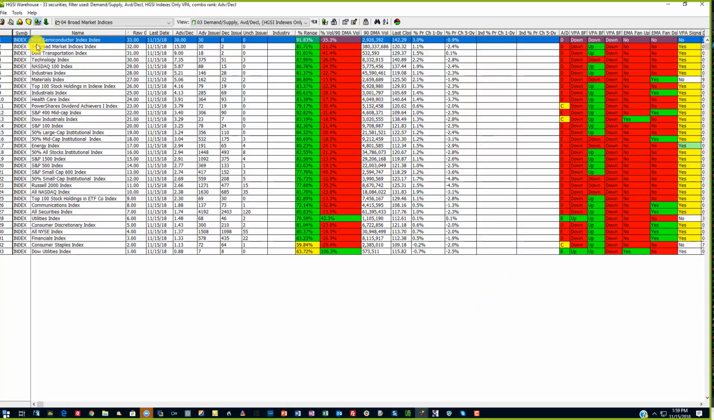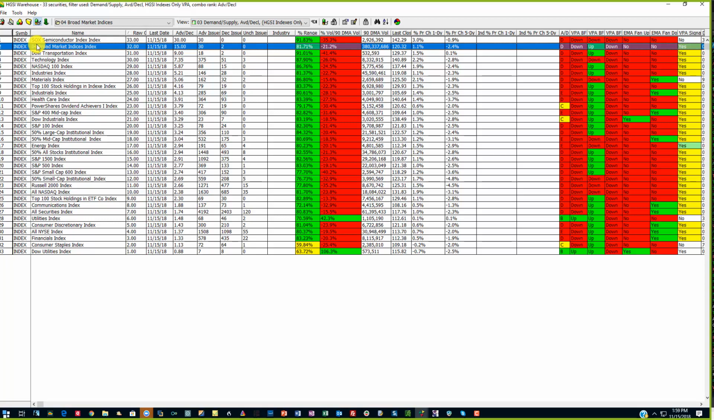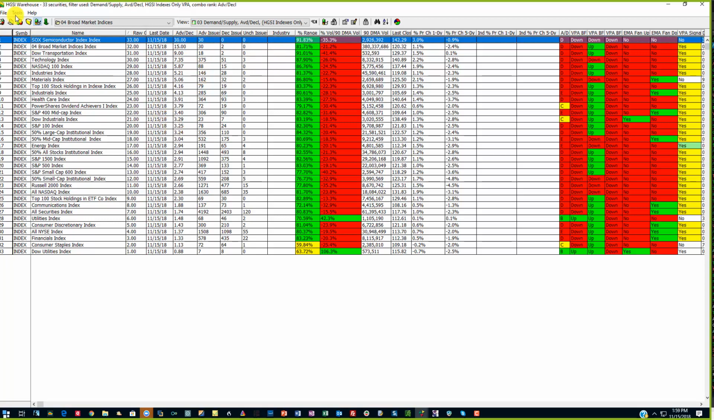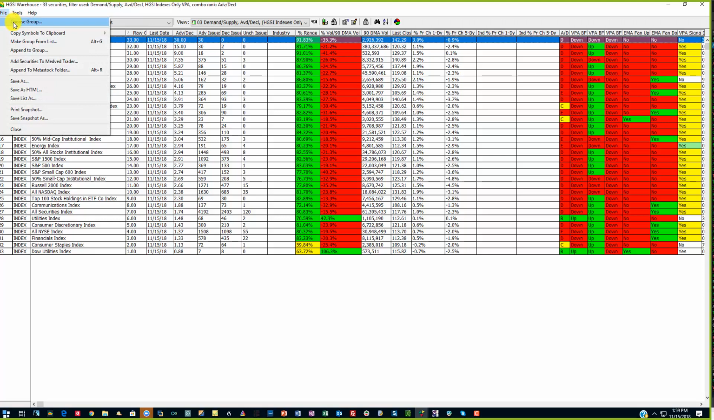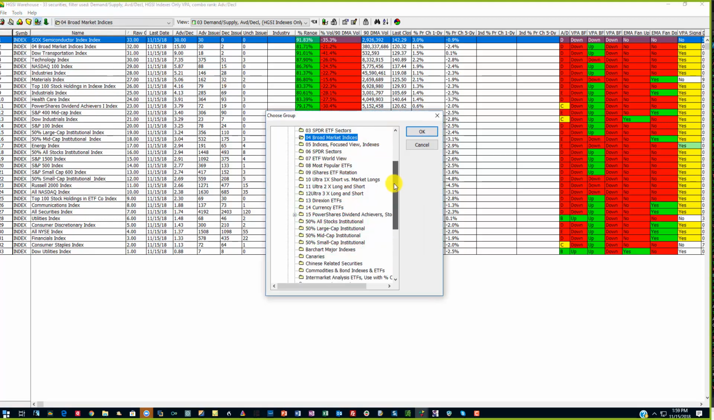Now, I ran this 14 minutes ago just to show you where the strength is. This is my broad market indices. Let me go to choose group. And I'm sure you're familiar with this now. It's under my market analysis user groups.